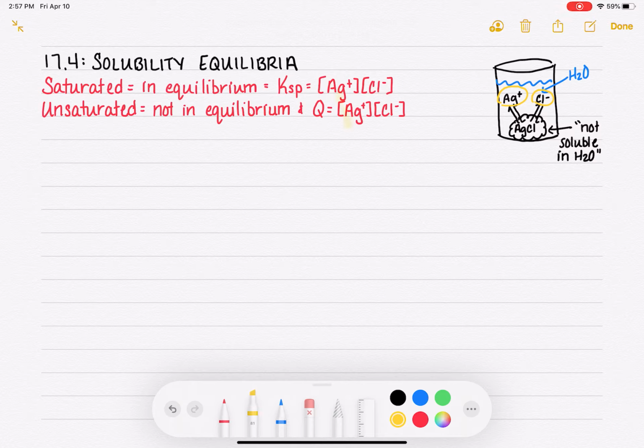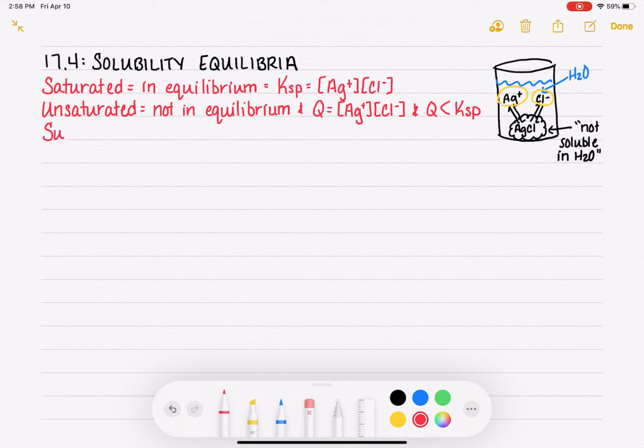When the solution is unsaturated, it's not in equilibrium because it's unsaturated. These concentrations of these ions are going to be too small. If those numbers are too small, the value of Q is also going to be less than the value of Ksp, which would be the representation of the perfect amounts of dissolved ions.